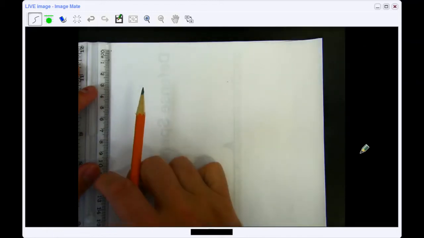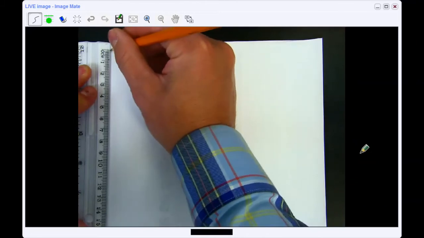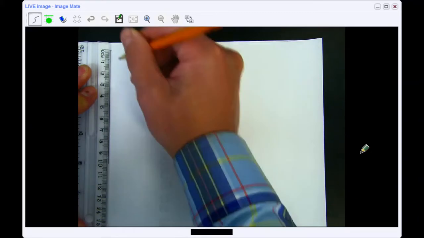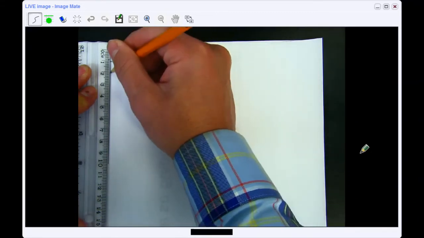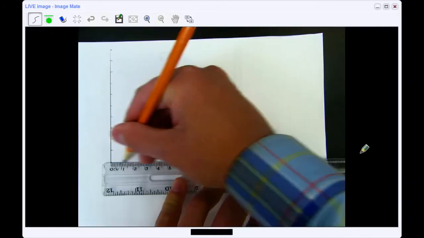First step is you want to take notes, because you'll need these to refer to when you are doing your calculations. I would use the centimeter side because we're going to start using metric. I would make a line 10 centimeters long, marking off each centimeter.